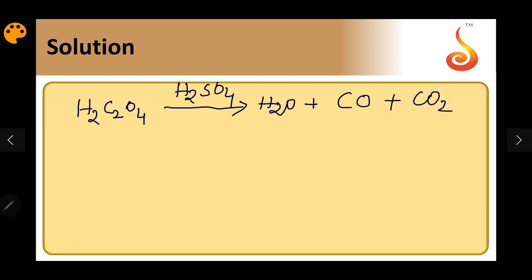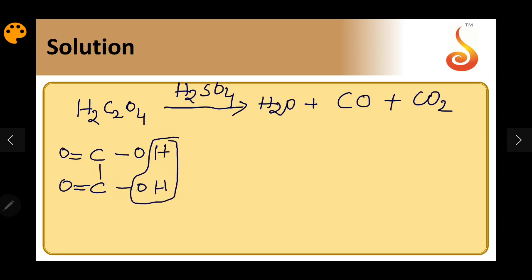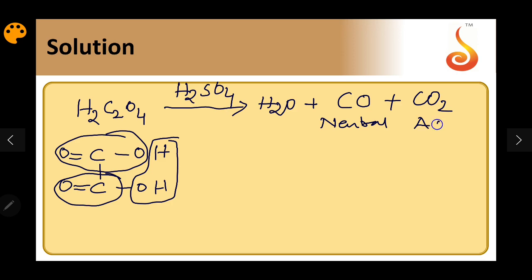So if I write the first structure, C double bond O OH, C double bond O OH. So this water is taken out effectively, and one becomes CO2, other becomes CO. CO is neutral, CO2 is acidic. So when I react this with KOH, it absorbs CO2.